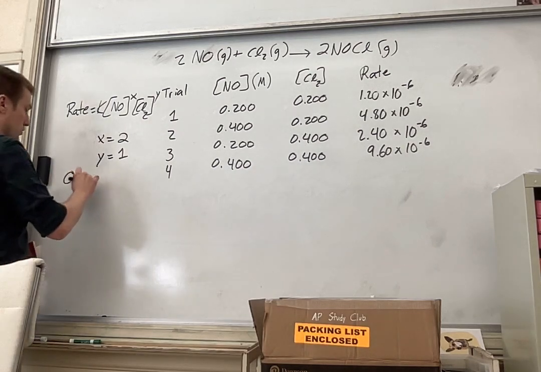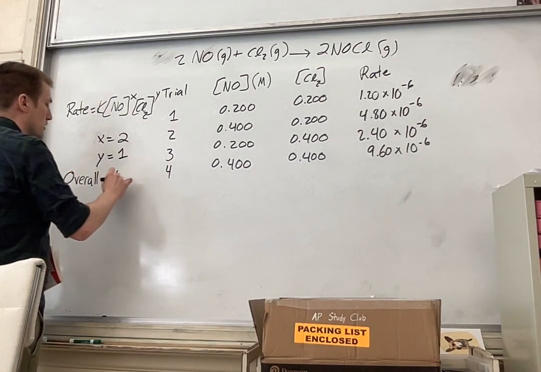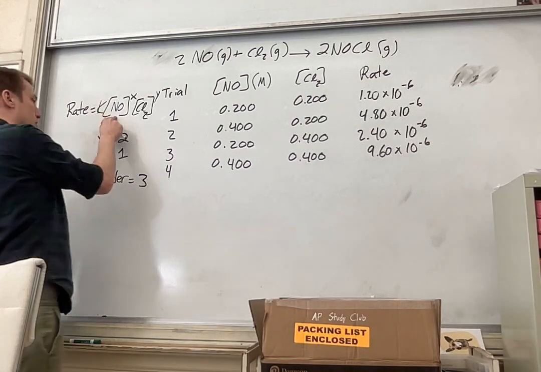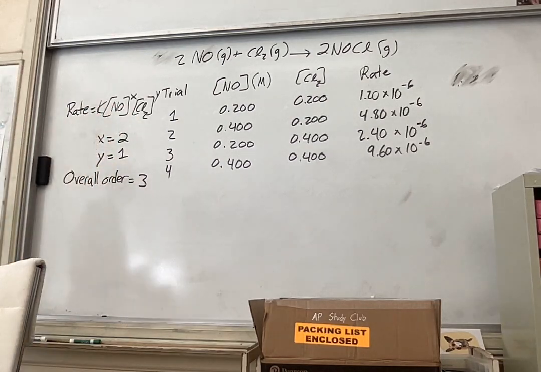So what is the overall order of that reaction? 3. It's the sum of the individual orders. So overall, we would say that's a third order reaction. It's second order with respect to NO and first order with respect to Cl2.